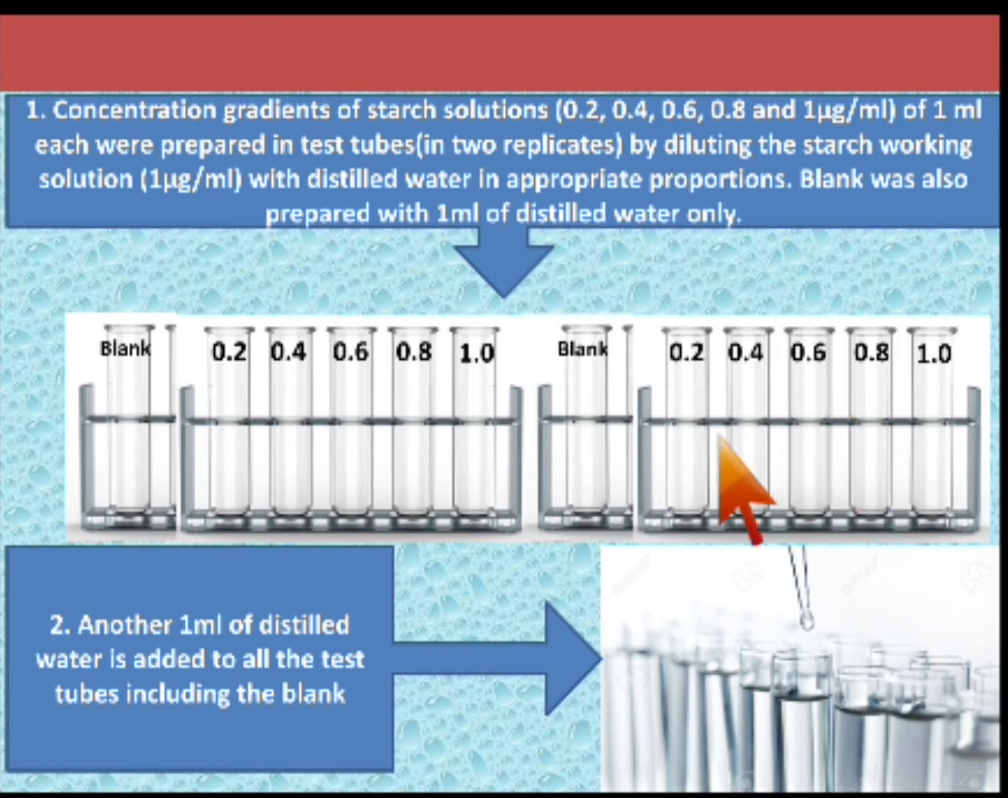All these concentration gradients of starch solution will be prepared in test tubes in 2 replicates by diluting the starch solution with distilled water in appropriate proportions, and the blank is prepared with 1 ml of distilled water only. Here you will add 0.2 ml of starch solution and 0.8 ml of water, so that will be 1 ml. Here you will add 0.4 ml of starch and 0.6 ml of water. Accordingly you will do this in all the test tubes, adding starch solution and distilled water in appropriate proportions. After that, the next step is to add another 1 ml of distilled water to all the test tubes including the blank to make the final volume 2 ml.